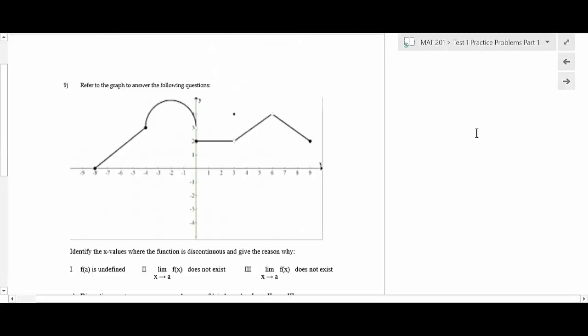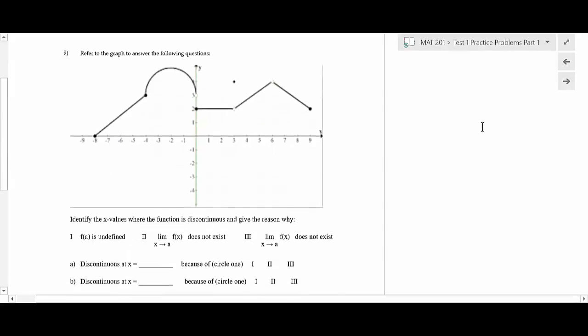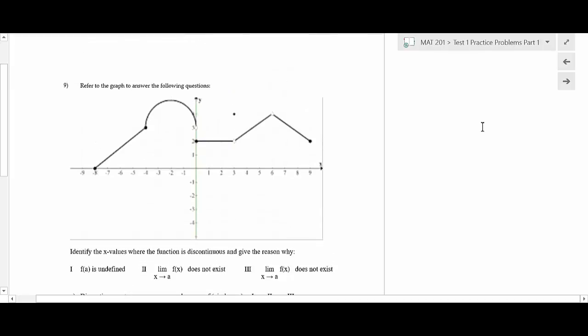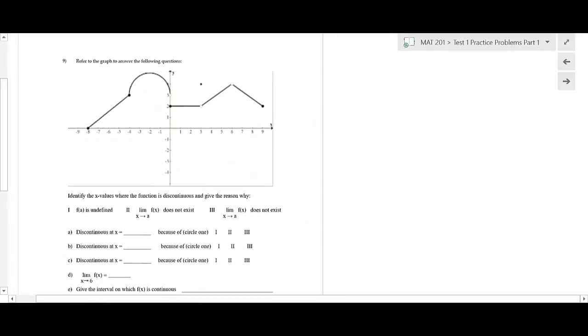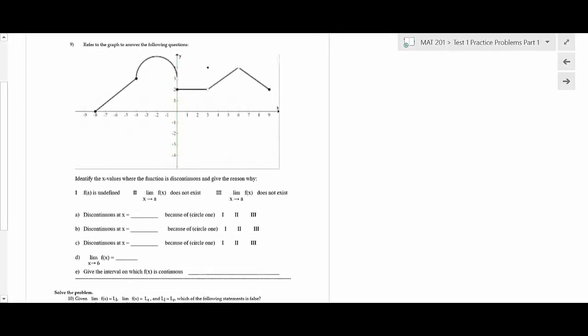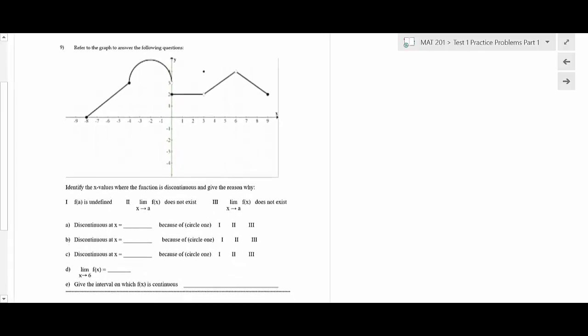Okay, moving to the next thing, a little bit more with limits and continuity is what the next problem is checking you on: continuity. So first of all, I've given you a graph that has some places where it's discontinuous. So you're looking for where it has breaks in it.